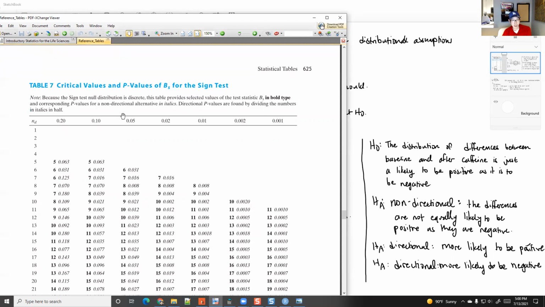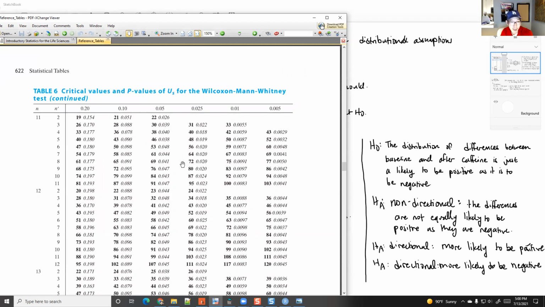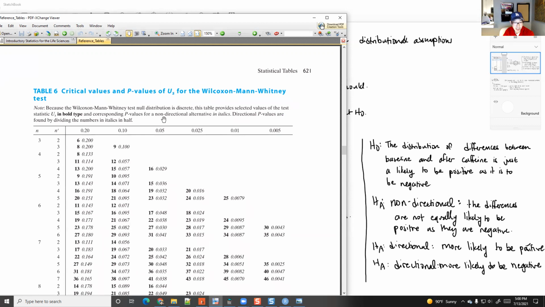I know there's also a little bit of confusion about when you double it versus divide it in half and things like that. The answer is it depends on the table. As far as our tables go, with table 6 for the Wilcoxon-Mann-Whitney test, it says this table provides values in bold type and the corresponding p-value for non-directional alternative in italics. Directional p-values are found by dividing the number in italics in half.